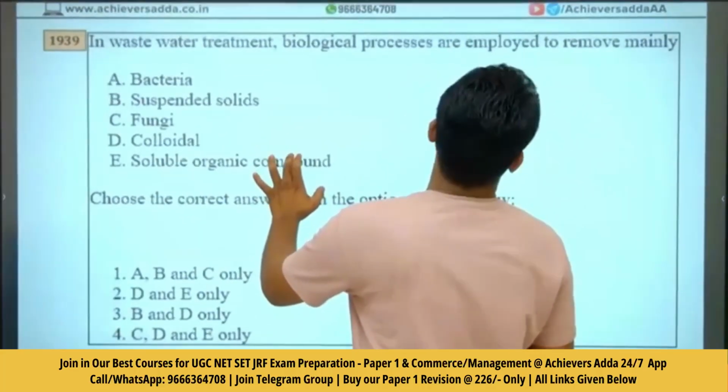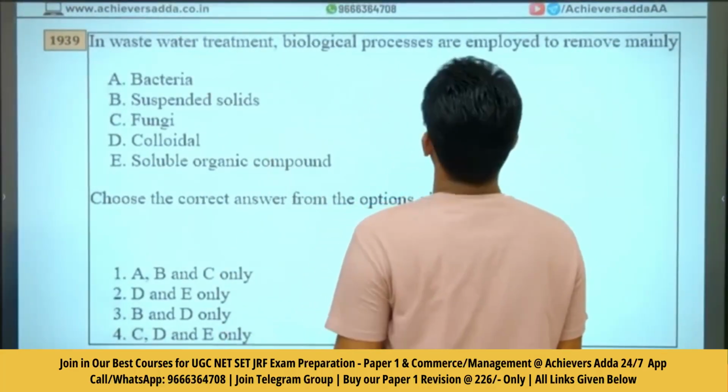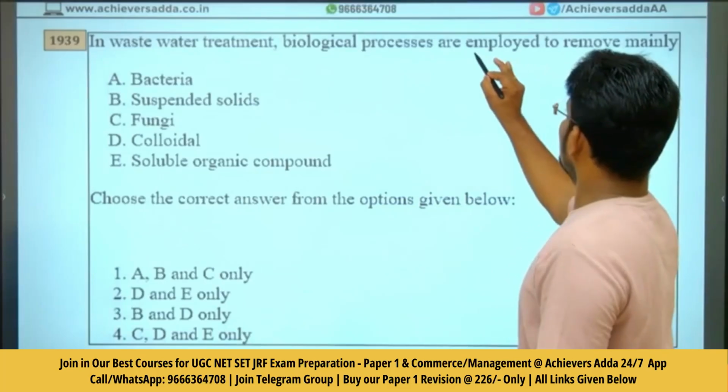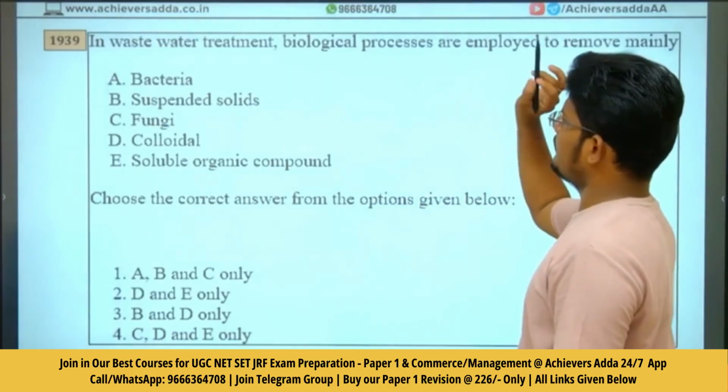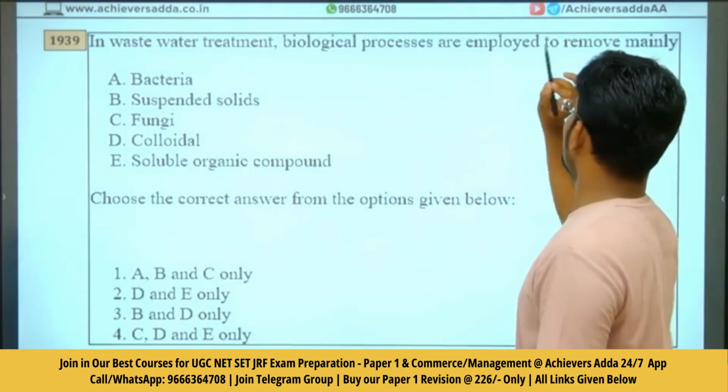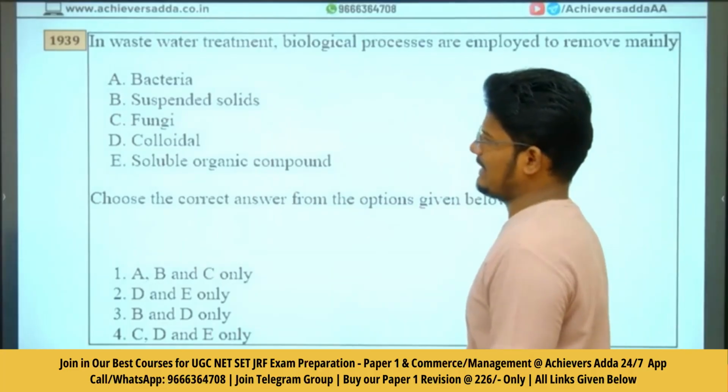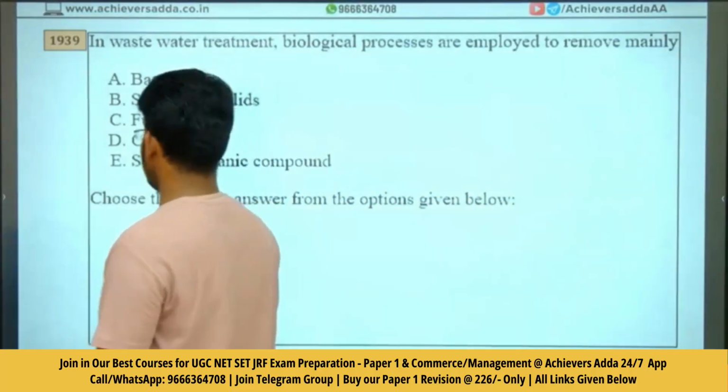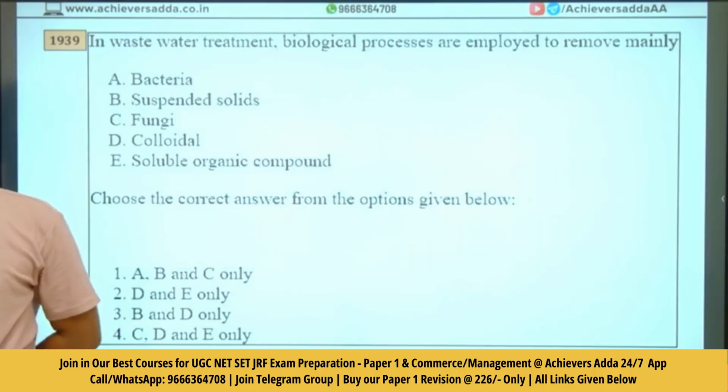In the wastewater treatment process, the biological process is employed to remove mainly bacteria, suspended solids, fungi, and colloidals. There are 2 types of process.